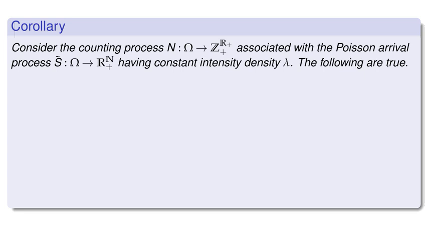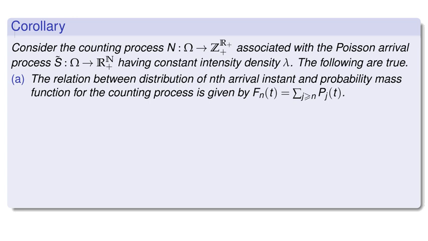Now, a corollary concerning the counting process N associated with this Poisson arrival process S tilde having constant intensity density lambda. The following statements are true. A, the relationship between the distribution of the nth arrival instant and the probability mass function for the counting process is given by F_n of t equals the sum for j greater than or equal to n of p_j of t, where p_j of t equals P of N_t equals j.